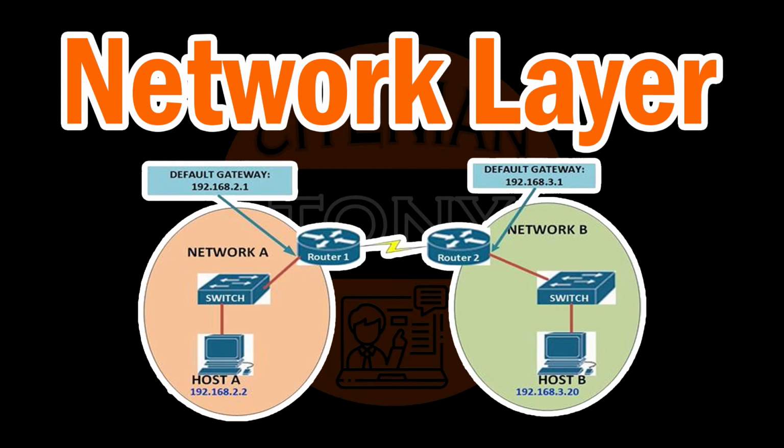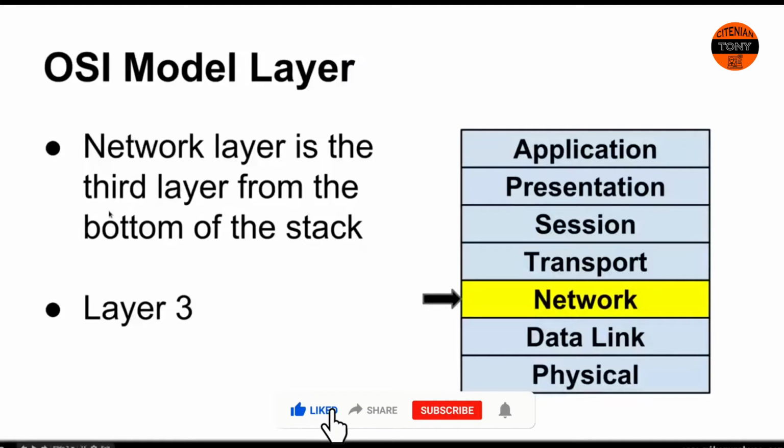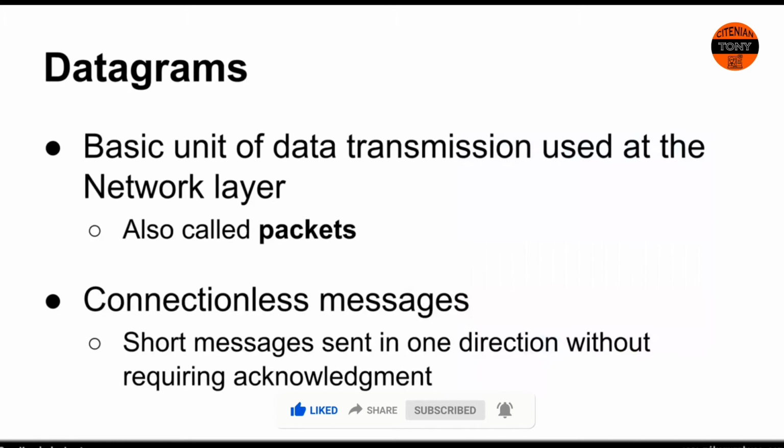In this video, I'm going to discuss the network layer. The network layer is the third layer from the bottom of the OSI model layer stack. This is layer 3, and this layer operates on units of datagrams. So this is our basic unit of data transmission that we use at the network layer.